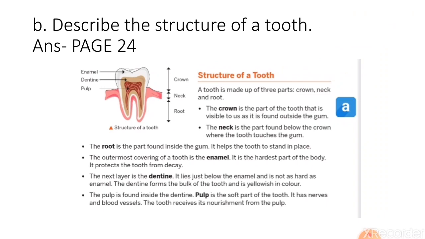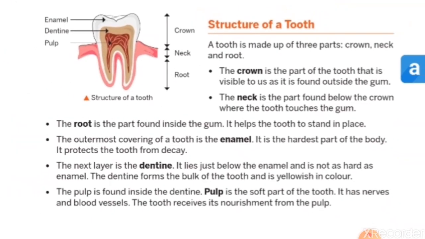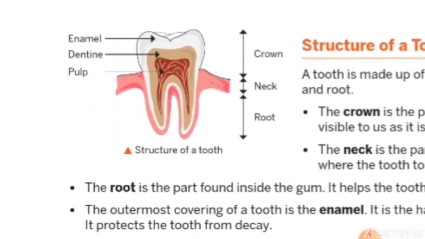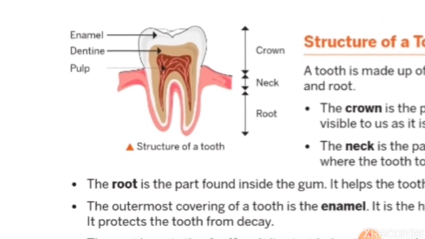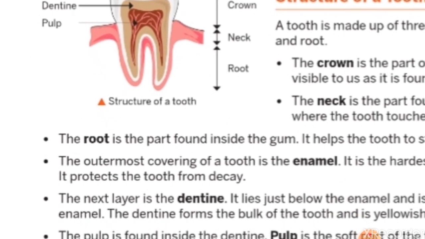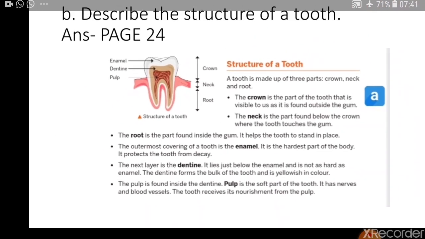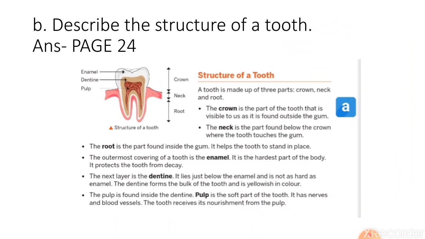Now there are three layers also of the tooth. So you have to write about the layers also. You can see on the left hand side of the picture, three layers are also mentioned: enamel, dentine and pulp. So you have to write about these layers as well. So first you have to write about enamel, the outermost covering of the tooth.